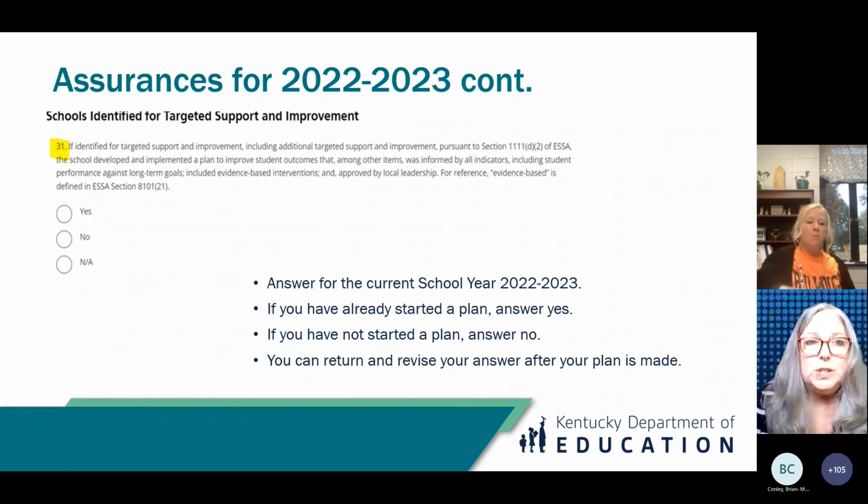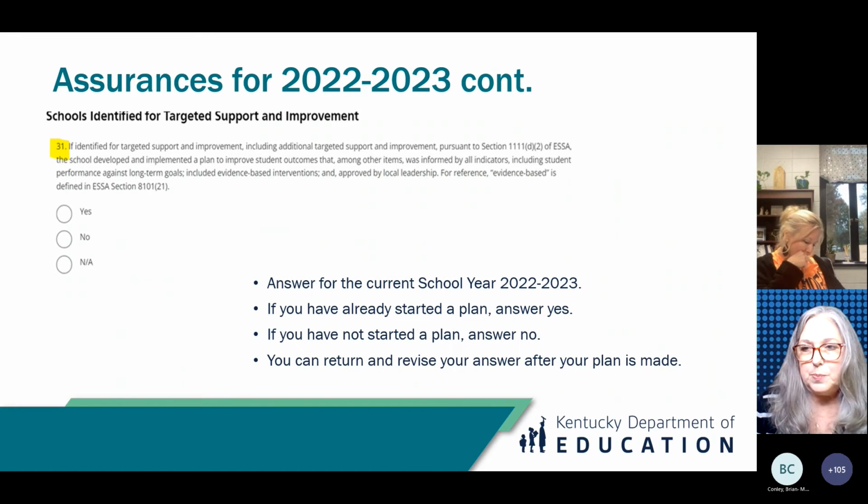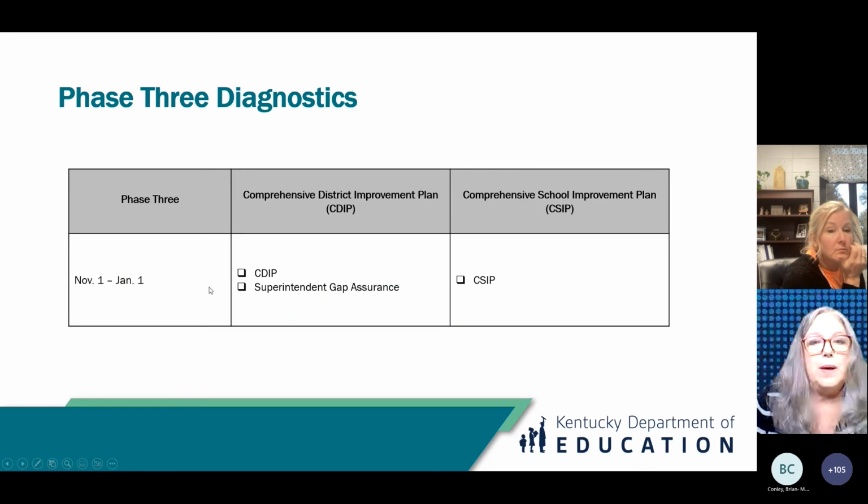We get a lot of questions around question 31 of the assurances. So when you get to question 31, and specifically when we were in phase one, and I know we're out of phase one, you will answer for the current school year. The verbiage is a little off, I think we're going to address that for next year moving forward, but just answer this for the current school year, 22-23. If you've already started to plan, say yes. If you have not started to plan, you can say no. You can just return and revise your answer after your plan is made. Just think about that one for this year.